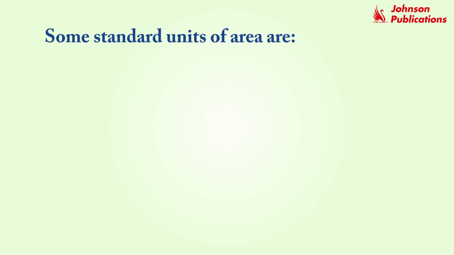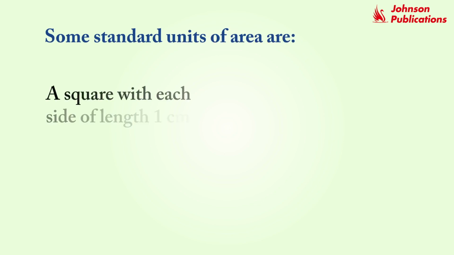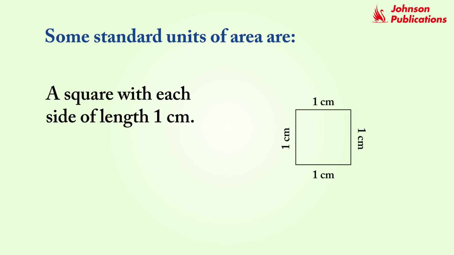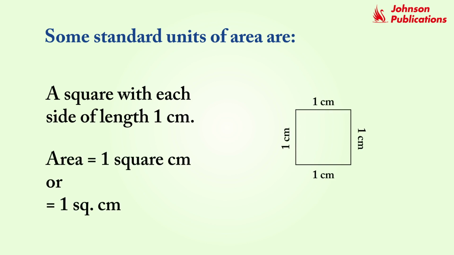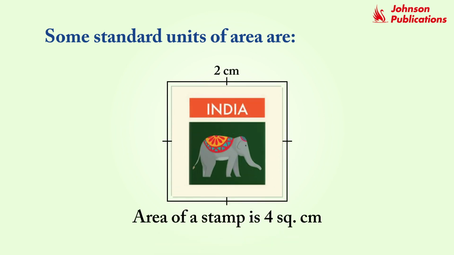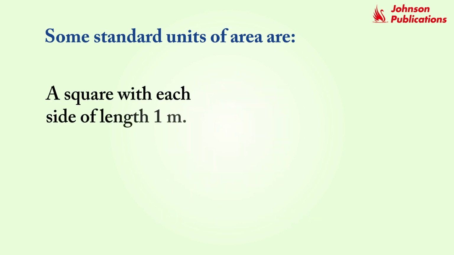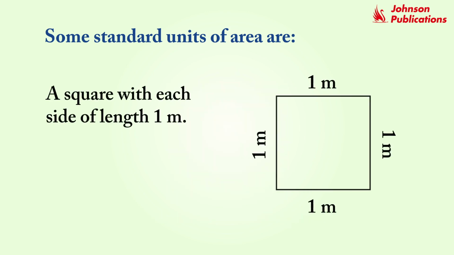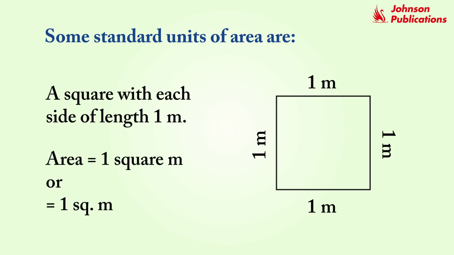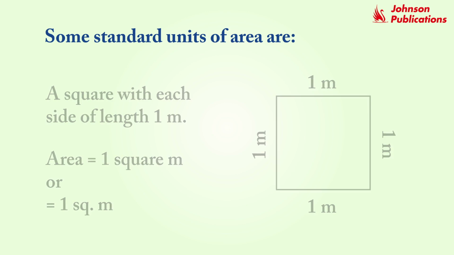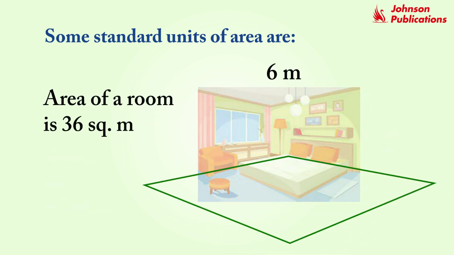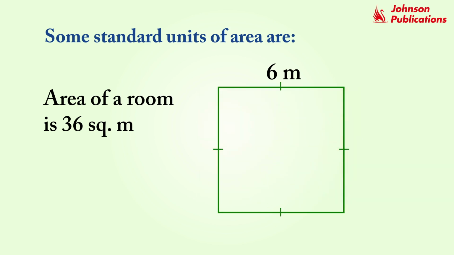Some standard units of area are a square with each side of length 1 centimeter. Area is equal to 1 square centimeter. Example, area of a stamp is 4 square centimeter. A square with each side of length 1 meter. Area is equal to 1 square meter. Example, area of a room is 36 square meter.